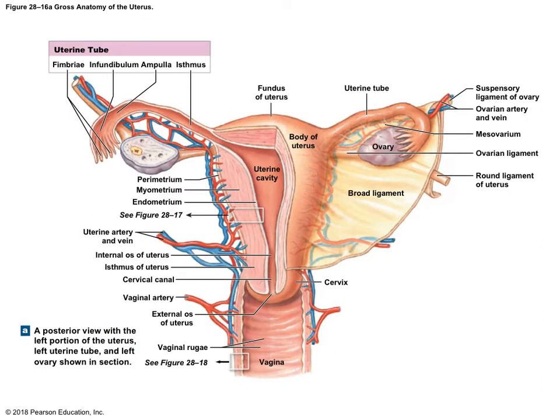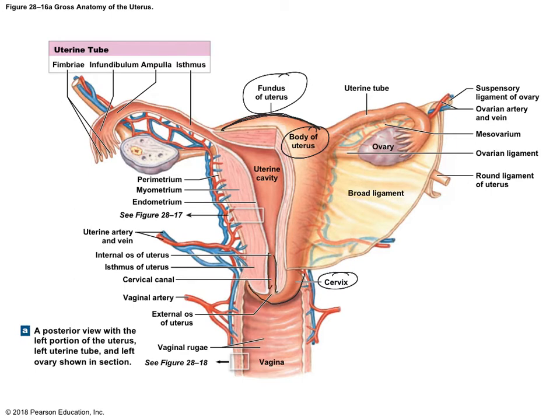The uterus contains some major landmarks. There's the body of the uterus, which is the majority of the uterus. The fundus is the rounded, most superior portion of the uterus. And then at the inferior portion of the uterus is the cervix. Inside the cervix is a cervical canal.